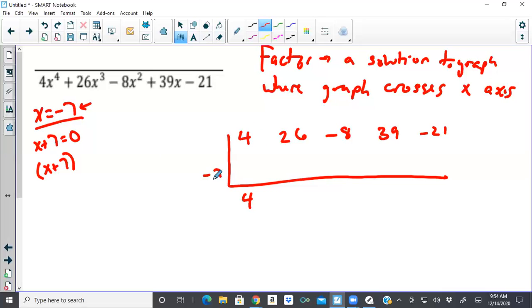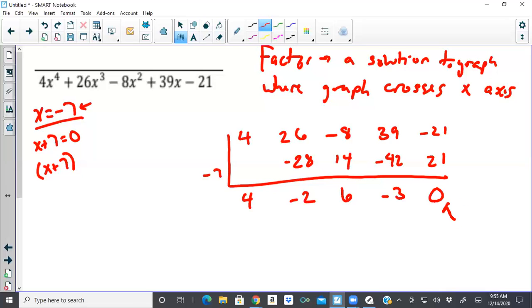Drop my 4, multiply -7 times 4 to get -28. Add these two together to get -2. -7 times -2 is 14. -8 plus 14 is 6. -7 times 6 is -42. 39 plus -42 is -3. -3 times -7 is +21. -21 plus 21 is 0.